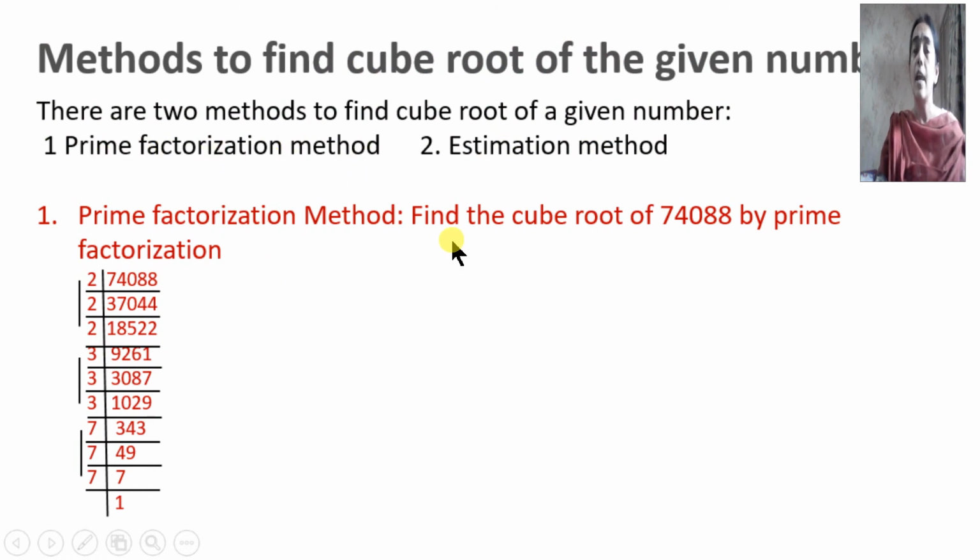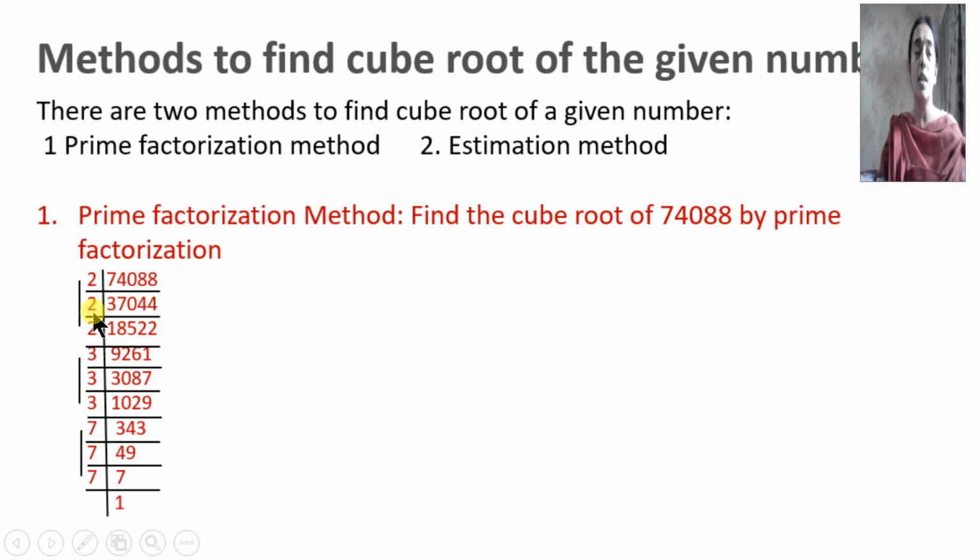In that, we'll take one example. Find the cube root of 74,088 by prime factorization. So first we will factorize 74,088. Prime factorize. We'll use only the prime numbers to factorize it. So I start with 2 because it is an even number. I start with 2, I get 37,044. Again, it is an even number, so it is divisible by 2.